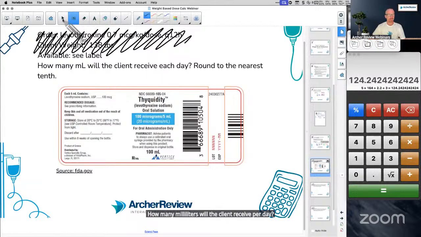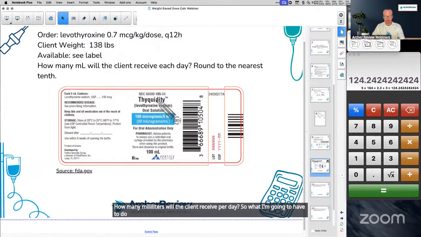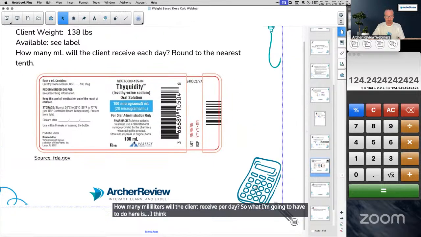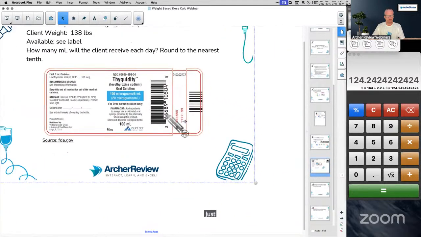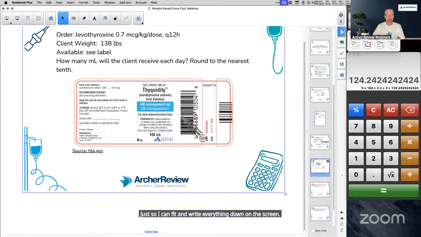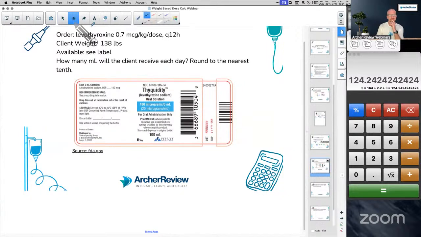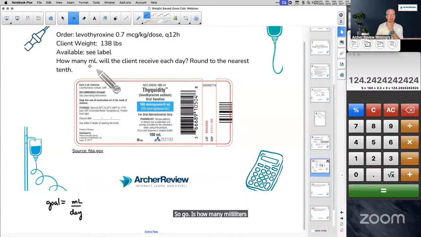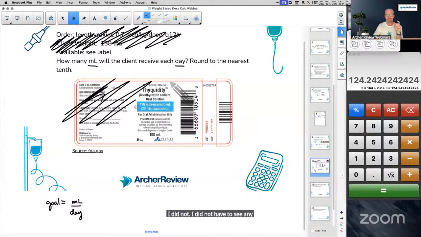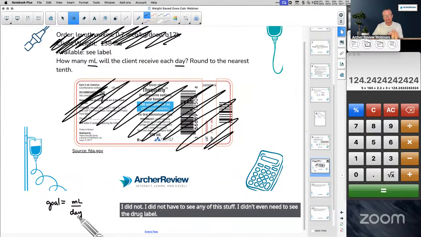So what I'm going to have to do here is, I think I can make this a little bit smaller just so I can fit and write everything down on the screen. So goal is how many milliliters per day? I did not have to see any of this stuff. I didn't even need to see the drug label to get started.